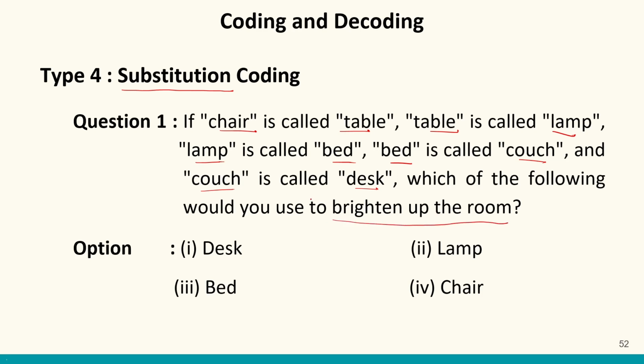To brighten up the room, I would probably use a lamp out of all of these, right? A lamp will brighten up my room. This is the logical answer. But when we use substitution coding, we have to find the word that substitutes lamp. Here it is said that lamp is called bed. So bed is the word that we use to substitute for the word lamp. So our answer will be option 3, bed.